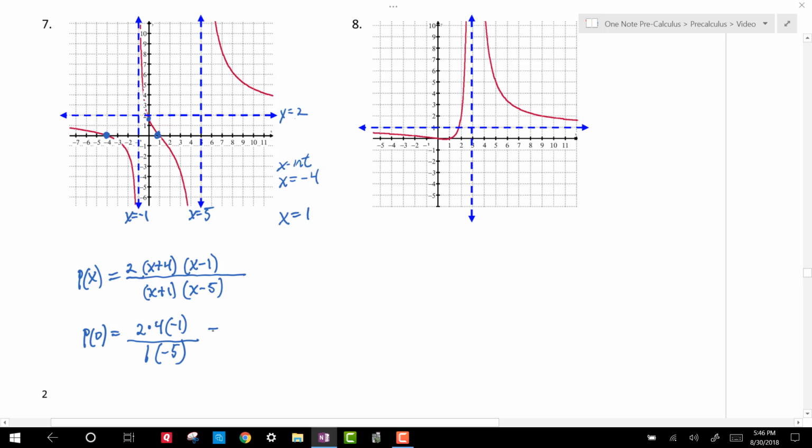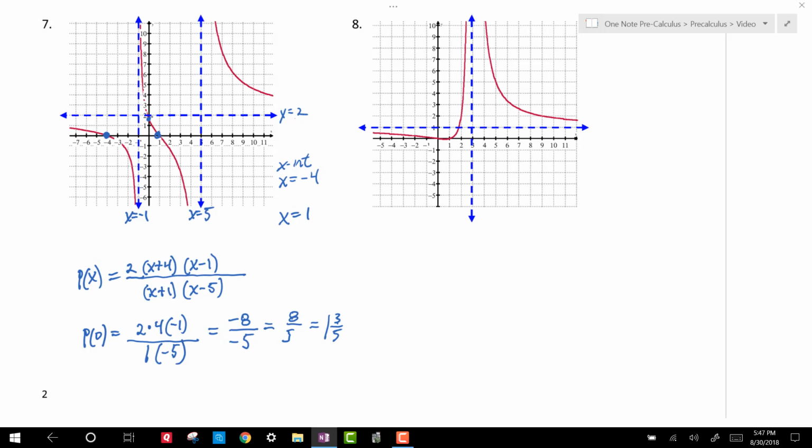Right? And the numerator, 2 times 4 is 8. 8 times -1 is -8. Right? 1 times -5 is -5. That comes out to be positive 8/5, which equals 1 3/5. Does that point on the y-axis look like it could be 1 3/5? Absolutely it does. I'm probably okay. You can graph it on Desmos if you want.